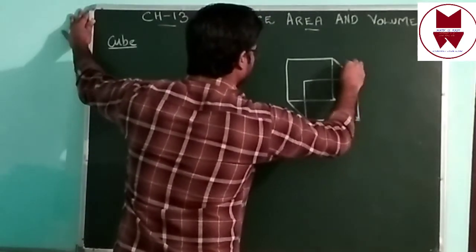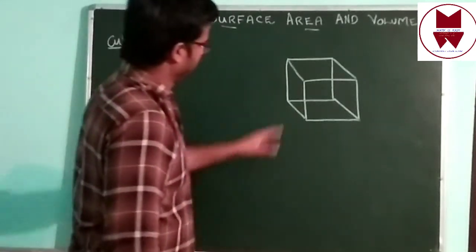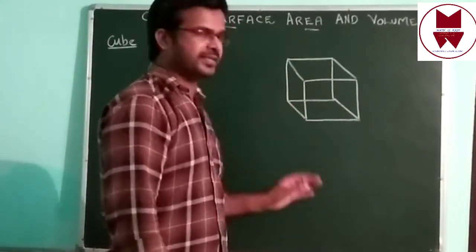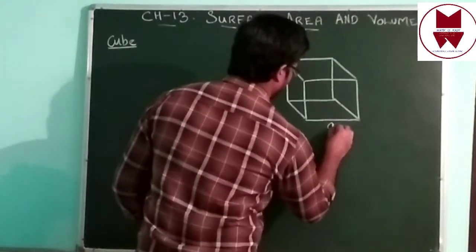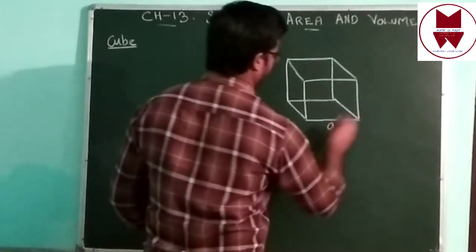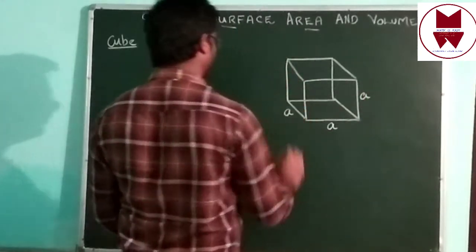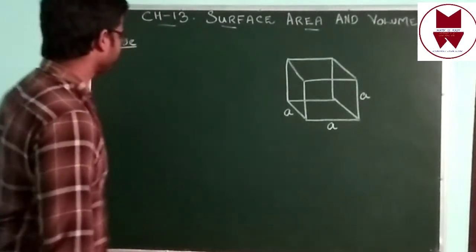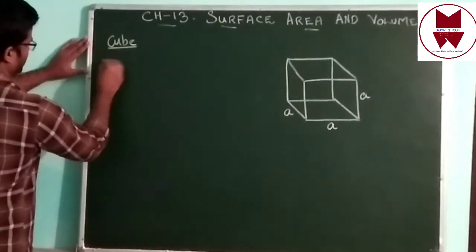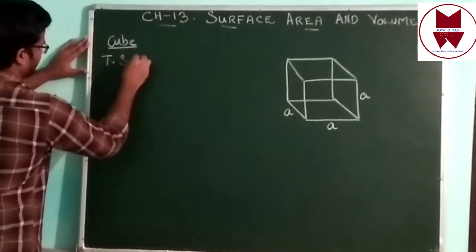First draw one cube. In a cube all the sides are equal. All the edges are equal. We can write the length of edge is A. Then height also A, width also A. Everything equal. Then first, total surface area.